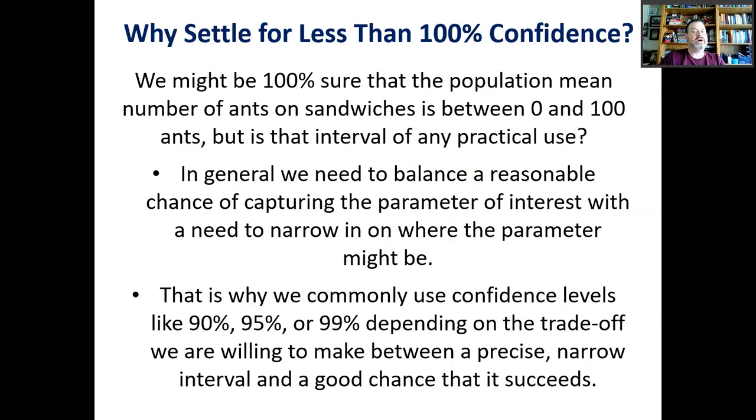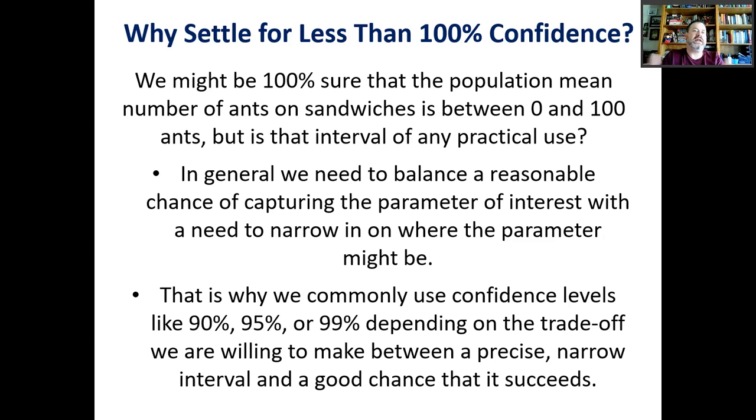So why settle for less than 100% confidence? Why don't we just take that interval as wide as it can go? And the reason is that we might be 100% sure that the population mean number of ants on sandwiches is between 0 and 100 ants. But is that interval of any practical use? So if you're trying to learn something about ants, you'd really rather have a narrow range of values because it gives you information, right? Again, this is kind of a silly example with ants on a sandwich, but you can see how this applies to serious things. If we're studying the unemployment rate, you don't want a 100% chance that the unemployment rate is between 0% and 20% unemployment. That doesn't tell you anything.